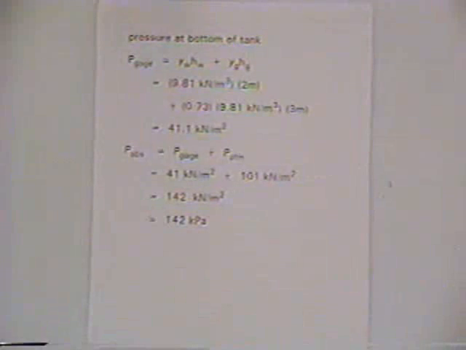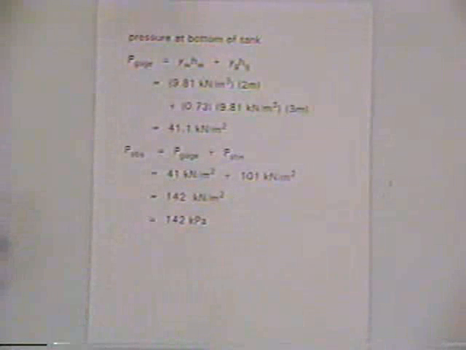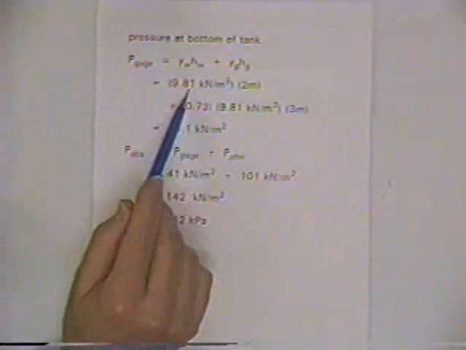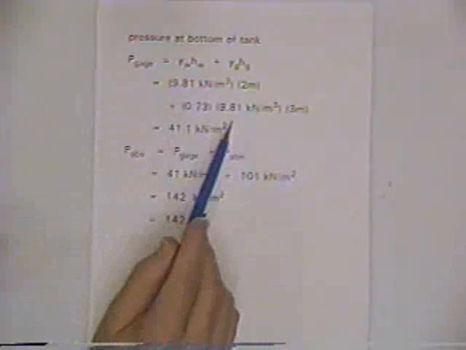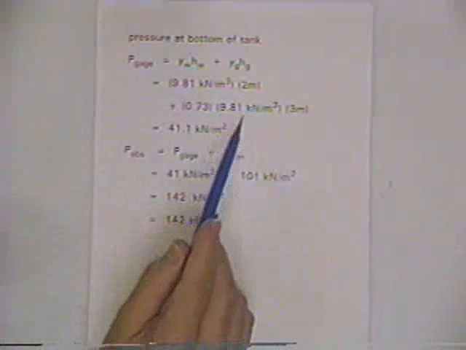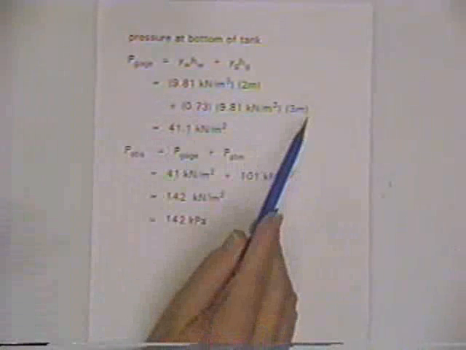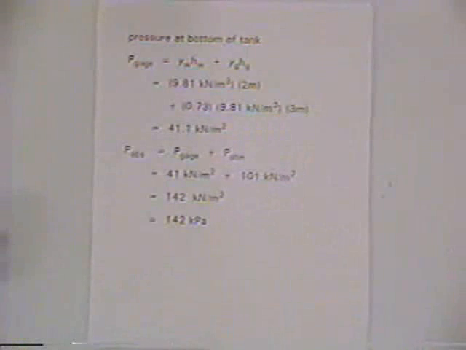And it's convenient to work in gauge pressure. We do that quite often, most often as a matter of fact. So we'll talk about gauge pressure. And so the unit weight of the water times the head of water, 2 meters of head, plus the unit weight of the other liquid, the gasoline, which is a specific gravity times the unit weight of water, times the head there, 3 meters, give you 41.1 kilonewtons per meter squared.